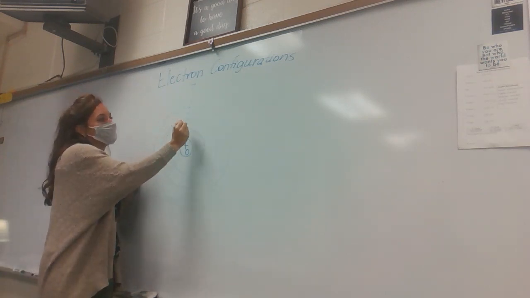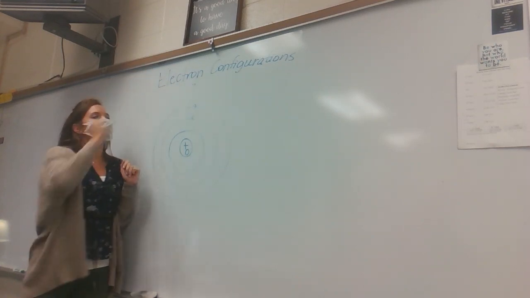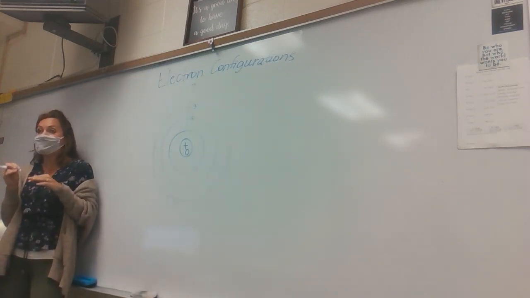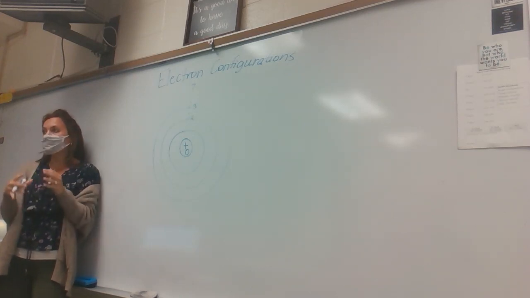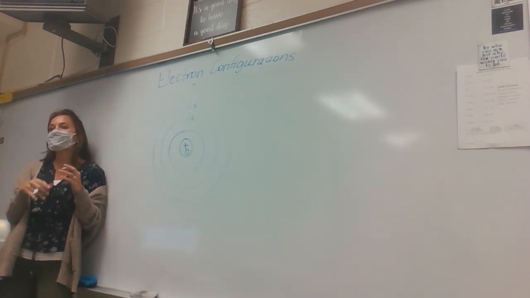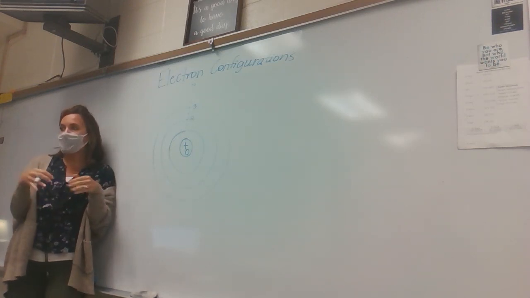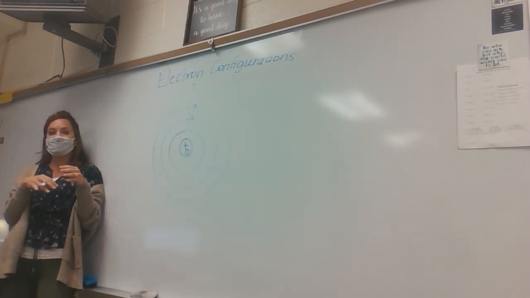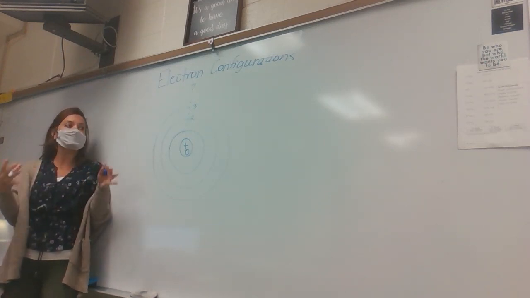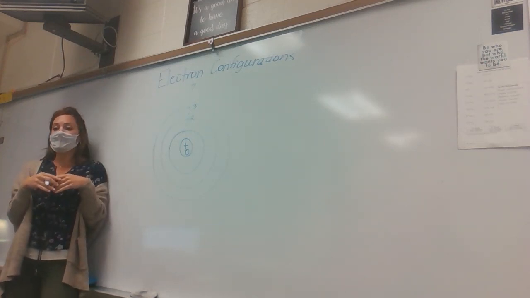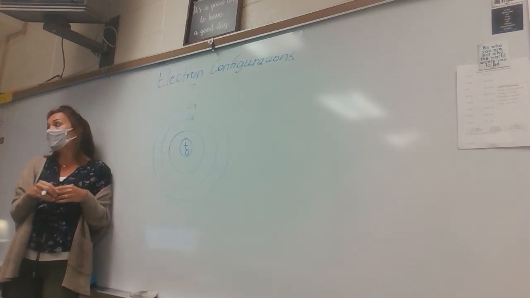Okay, so energy level 1, energy level 2, energy level 3, all the way out to energy level 7. There are 7 possible energy levels that have been discovered so far. Once Bohr discovered this, chemists wanted to know more. They wanted to know what is happening inside those energy levels. Are the electrons just flying randomly in those energy levels? Do they exist in specific places? And they found out that it's actually more specific than just energy levels.